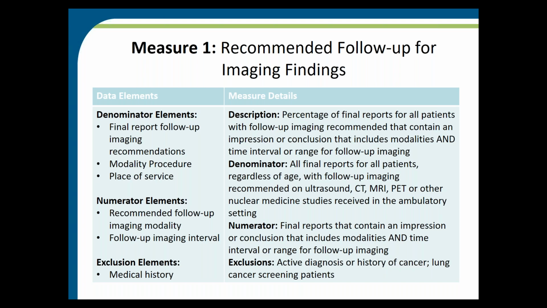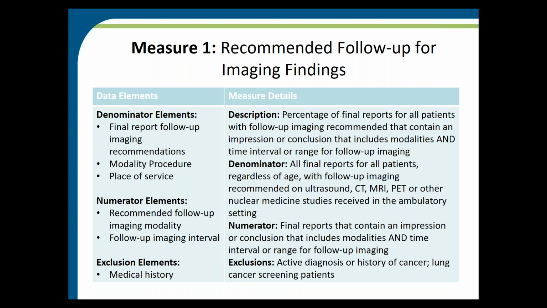And of course, like many measures, there are some exclusions. So patients with an active diagnosis of cancer, lung cancer screening patients are excluded from that measure. If you look on the table to the left, you'll see a list of the data elements that are required for calculating that measure. Each of these measures is going to be a little bit different, but this will give you an idea of what these new data elements that we're collecting are, so that you'll know what you need to submit to us in order to be able to use that measure for either GRID or for MIPS participation.